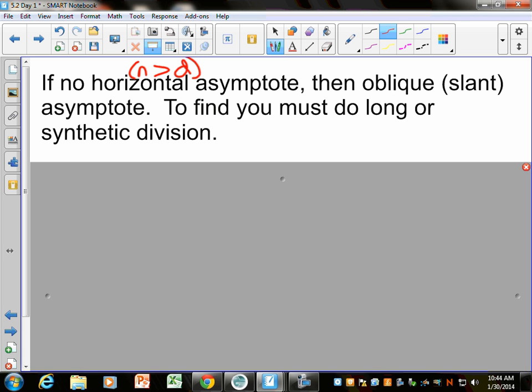Synthetic division is where you do a little box, yes. But you can only do synthetic division if you're dividing by something like x minus one number. You can't do synthetic division if it's like x squared minus something. So that's why we're going to do this then.